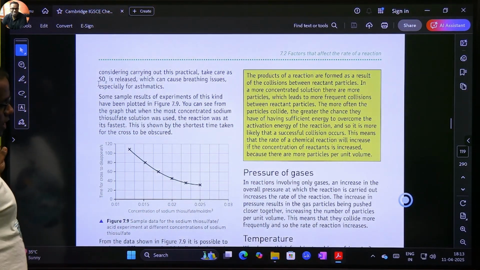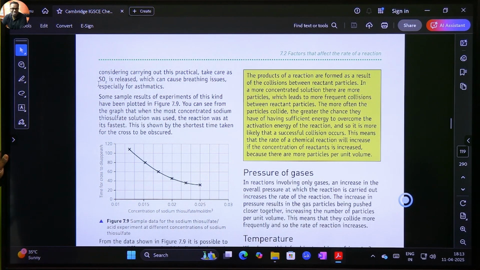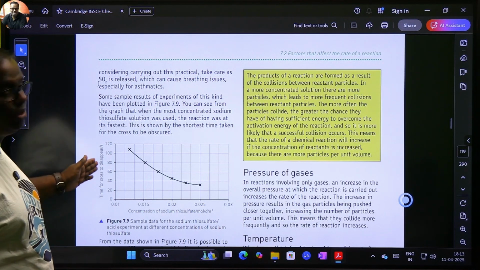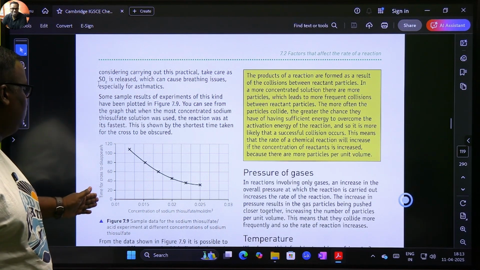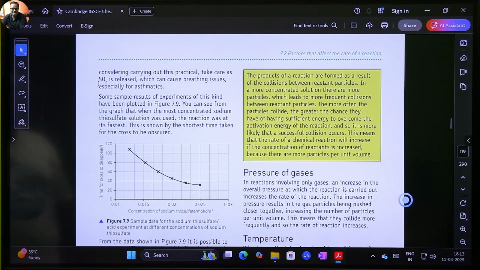What does the graph read? Different concentrations of sodium thiosulfate, right? And then what did we do? And here they are saying time for the cross to disappear. Okay, time for the cross to disappear, and different concentrations. So let's have a quick look.